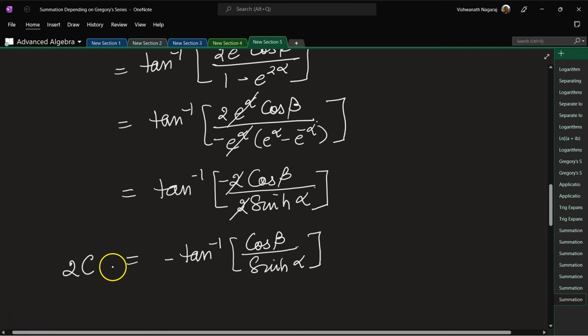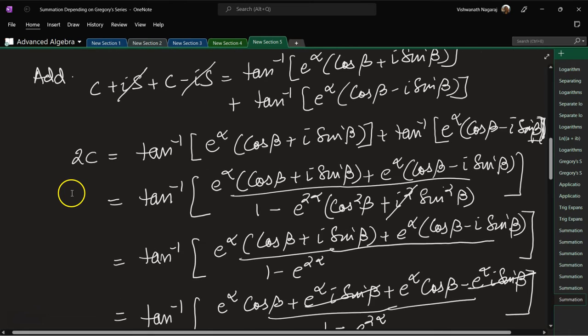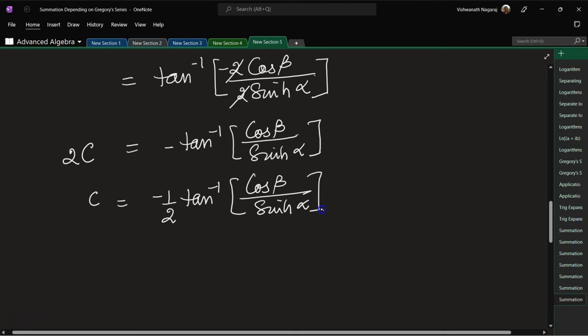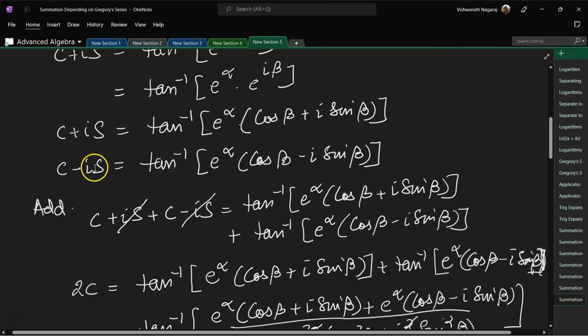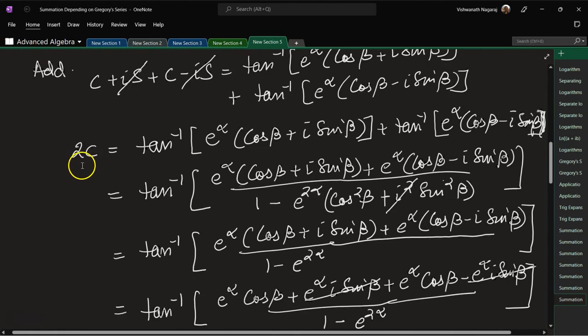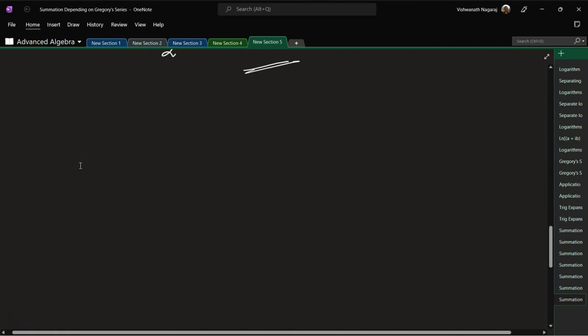Here, if you remember, we have 2c equal to this, so c would be equal to minus 1 by 2 tan inverse of cos beta by hyperbolic sine alpha. So that is the expression for the summation of this series. Okay, now let's look at the second problem.